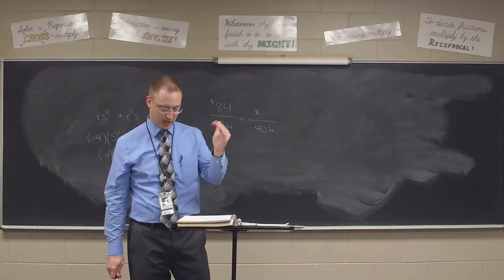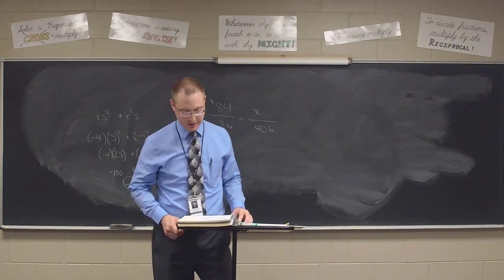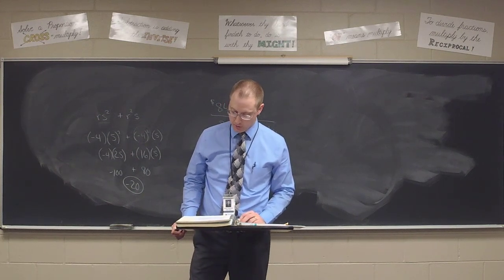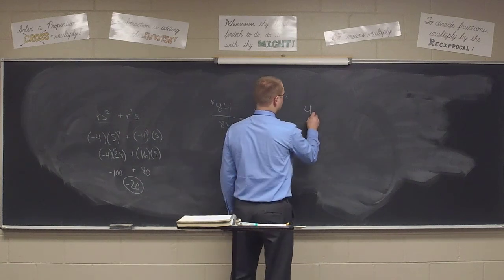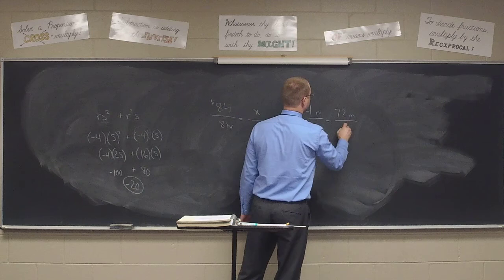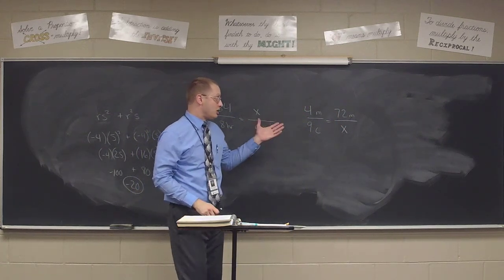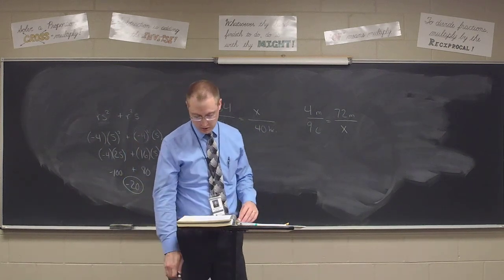$420. Great job. Number 21: Joshua, a local bakery makes 4 muffins for every 9 croissants. If the bakery made 72 muffins, how many croissants would have been made? What was your proportion? 4 muffins over 9 croissants equals 72 muffins over x. Good. Muffins over croissants equals muffins over croissants. You can do the equal ratio method here, or you could cross multiply. What did you get for your answer?